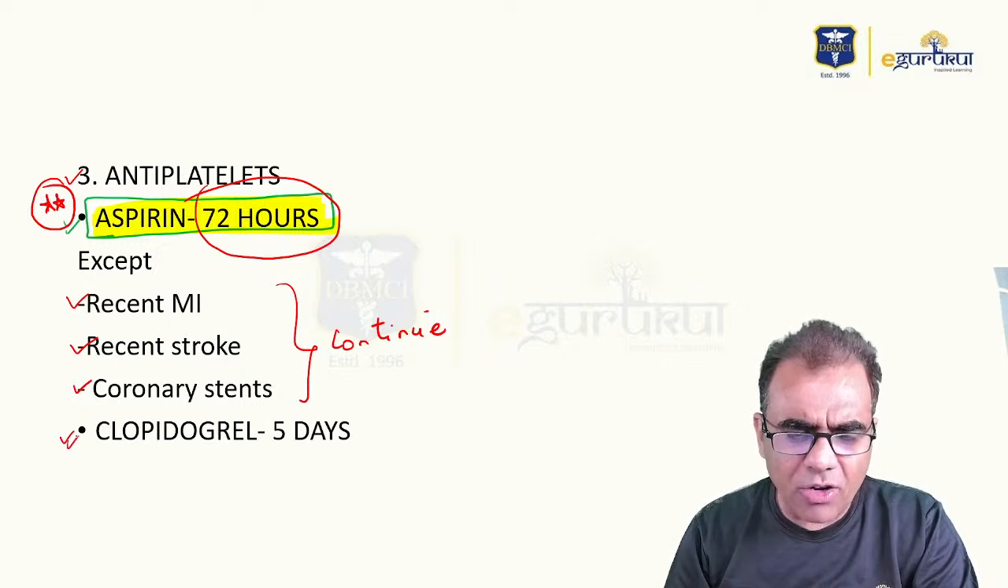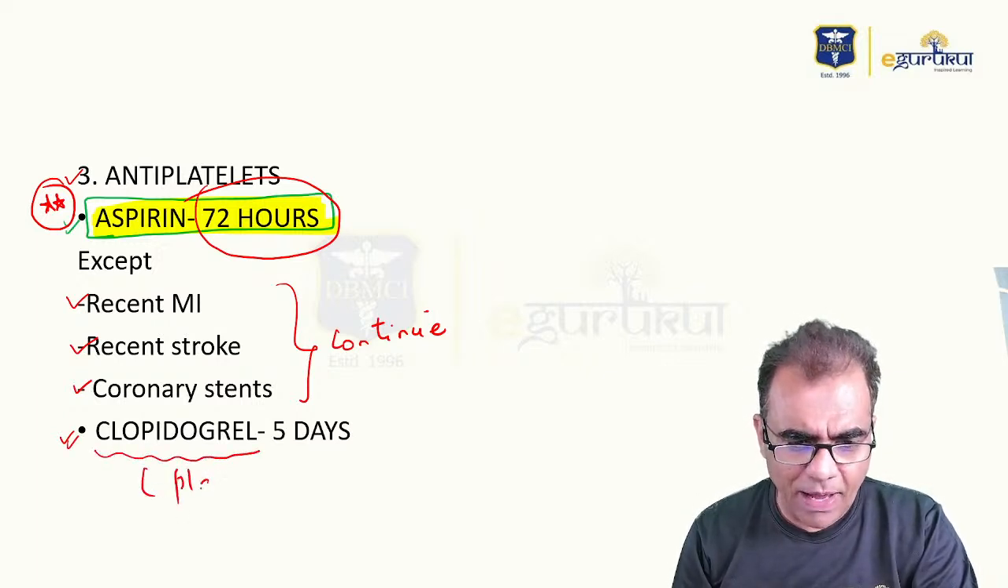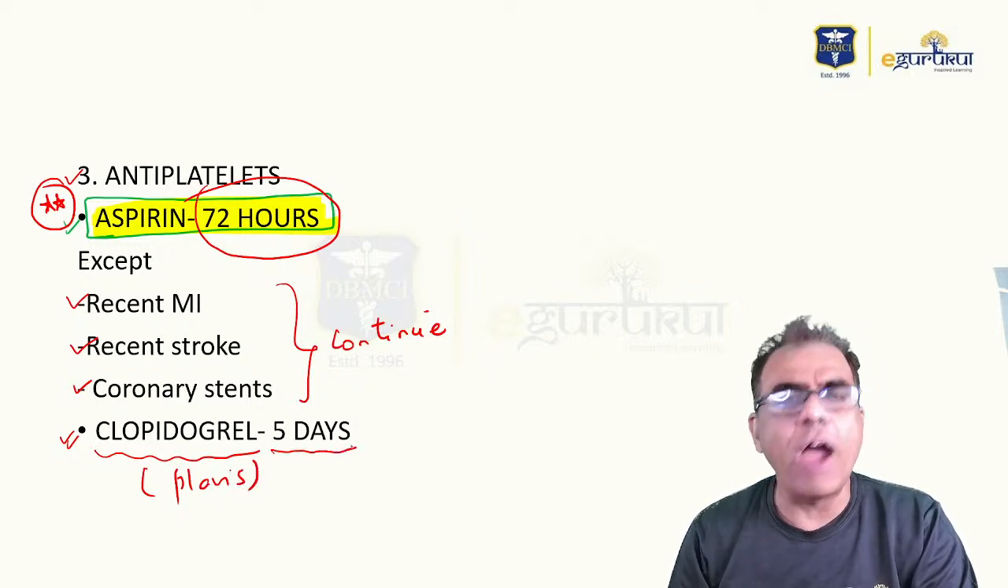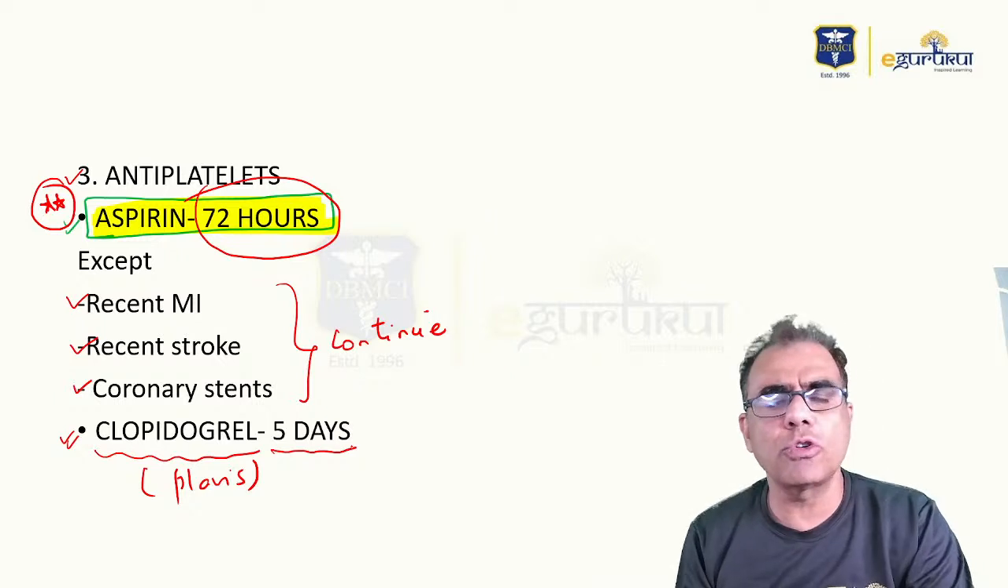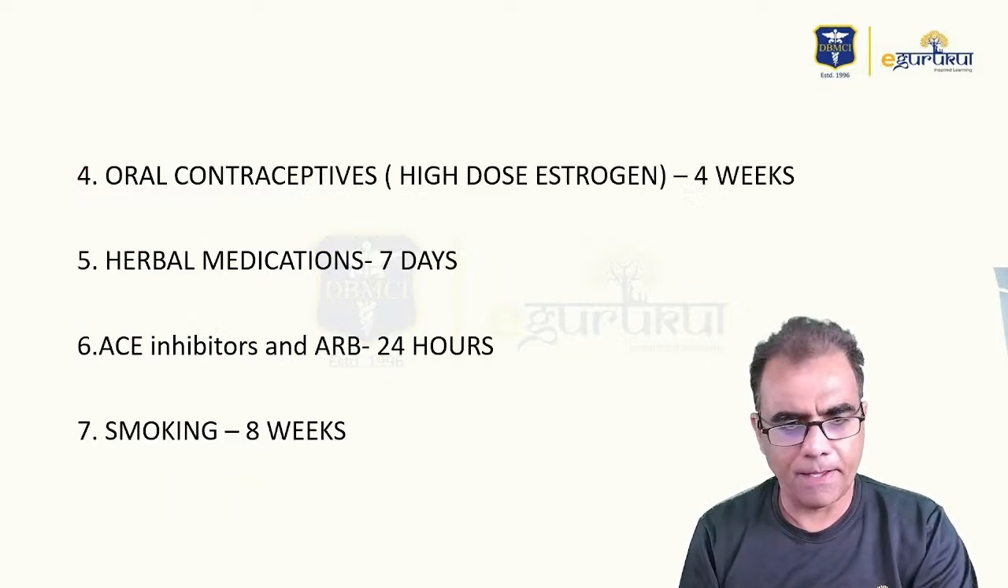The second antiplatelet in common use is clopidogrel, that you know, available in the brand name Plavix. So clopidogrel or Plavix, we have to stop 5 days before. Previous recommendation was also 5 days. And recent recommendation is also 5 days.